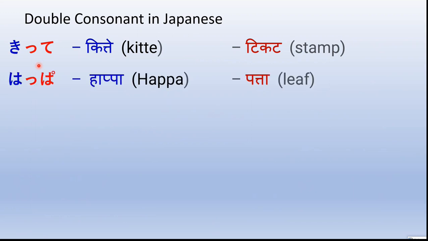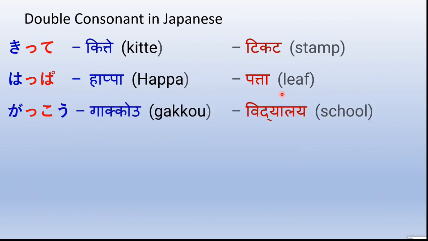Let's take another example. Happa is written as ha, then this small tsu, and then pa. Happa means leaf. Then we have gakko. This word will be very commonly used in the upcoming lessons as well. Gakko means school and it is written as ga, then the small tsu, then ko, and then an additional u sound to give more stress at the end. So it's gakko.